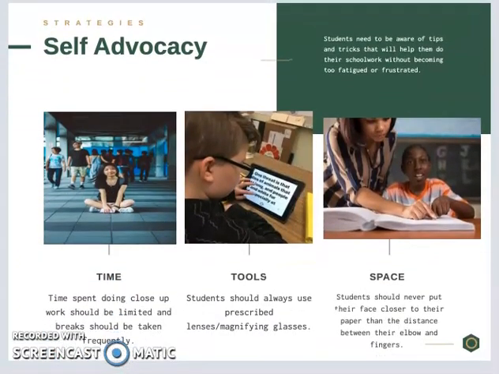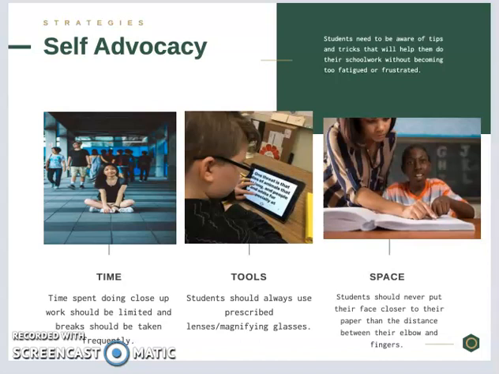Okay, now some self-advocacy strategies. This is highly important for students with visual impairments and all students with disabilities. But some tips and tricks that can help them are things like limiting the time that they spend doing close-up work and taking frequent breaks.